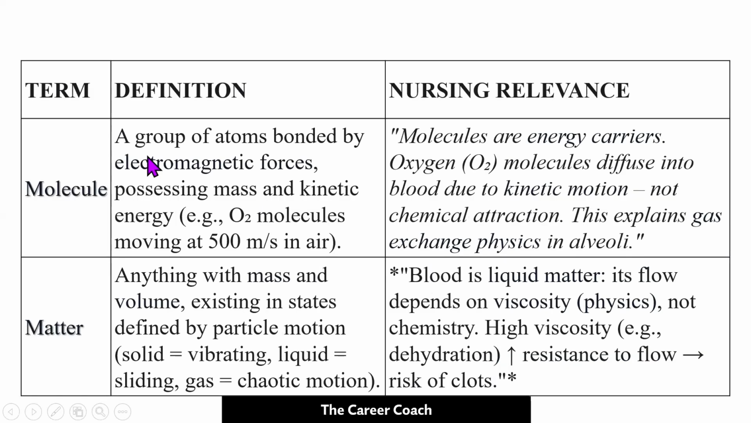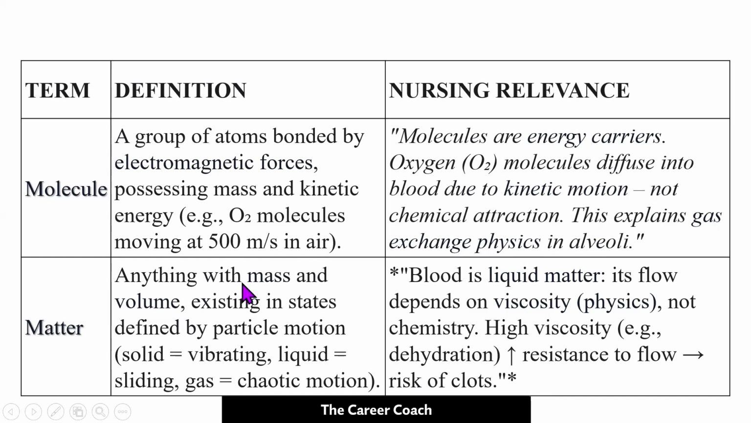Now look at the molecule. It is a group of atoms bonded by electromagnetic force, possessing mass and kinetic energy. For example, an oxygen molecule moving at 500 meters per second in the air. Molecules are energy carriers, such as oxygen. Oxygen molecules diffuse into the blood due to kinetic motion, not chemical attraction. This explains gas exchange physics in the alveoli. So in the alveoli, movement of molecules such as oxygen is an example of how gases diffuse.